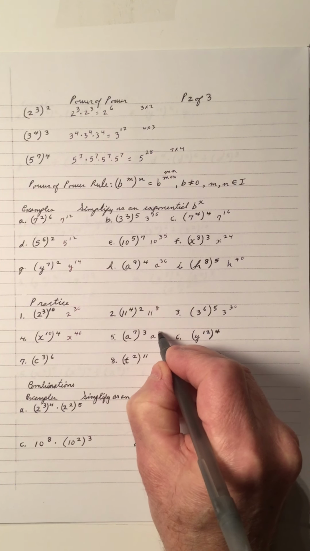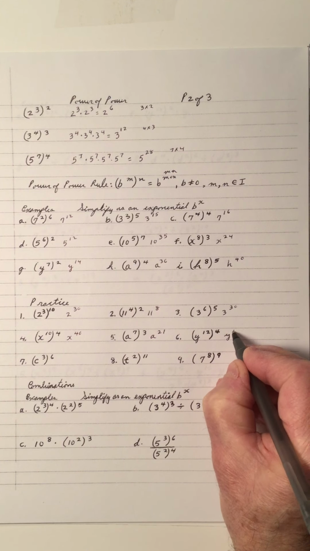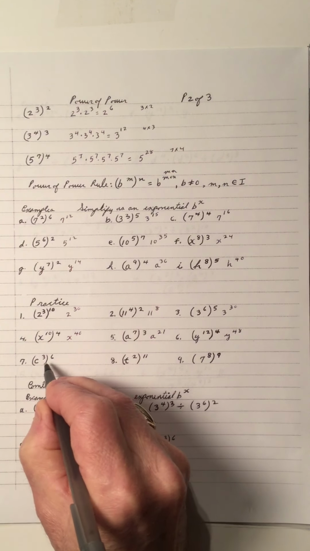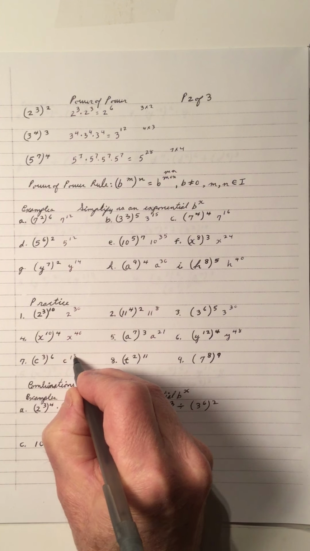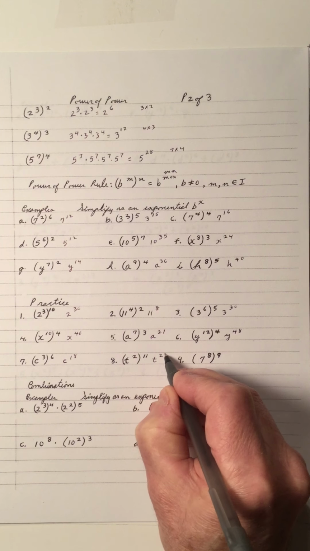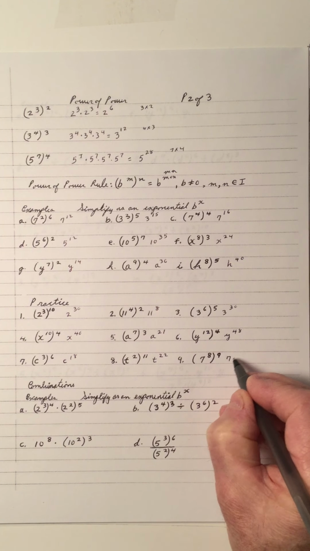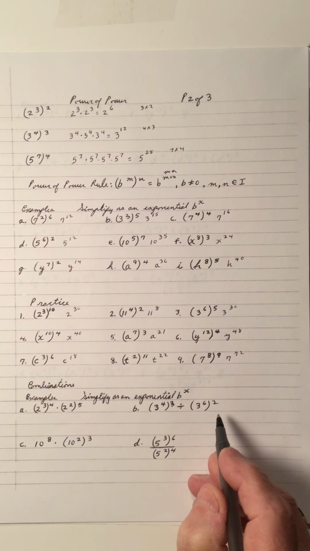A is the base, 7 times 3, 21. Y is the base, 4 times 7, 28. C is the base, 3 6s are 18. T is the base, 2 times 11, 22. 7 is the base, 8 9s are 72.